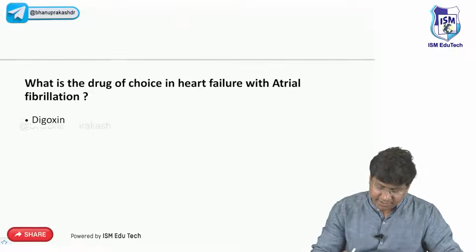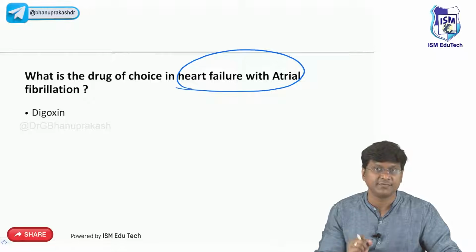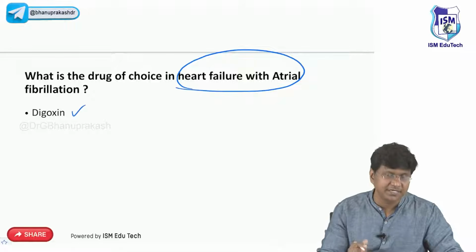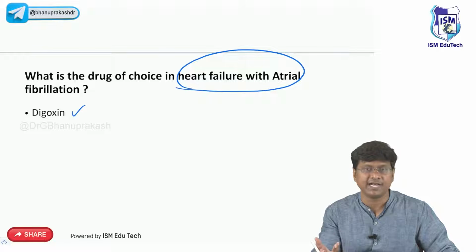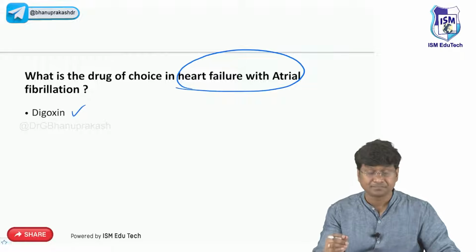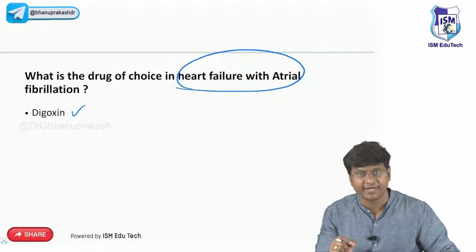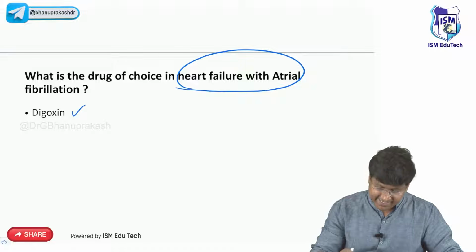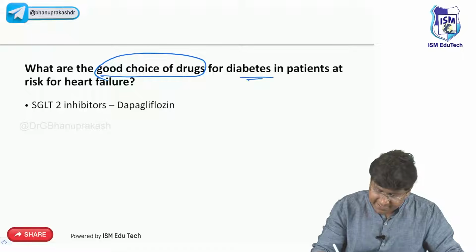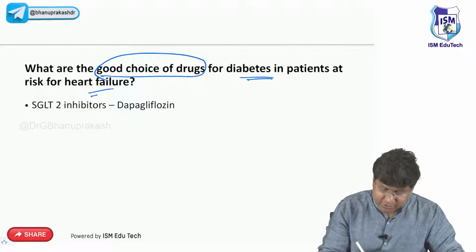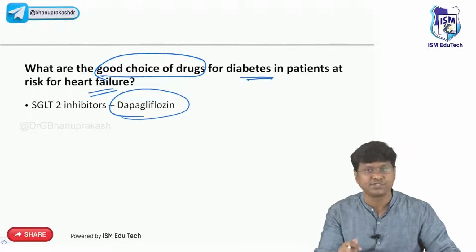Then the next important question is what is the drug of choice in heart failure which is associated with atrial fibrillation. In those patients, we need to give digoxin, because digoxin will not only improve cardiac contractility, it will also increase the refractory period at the level of the AV node, thereby reducing the atrial fibrillation. And the next important question is what is the good choice of drug for diabetics at risk of heart failure, that is SGLT2 inhibitors, that is dapagliflozin should be given.